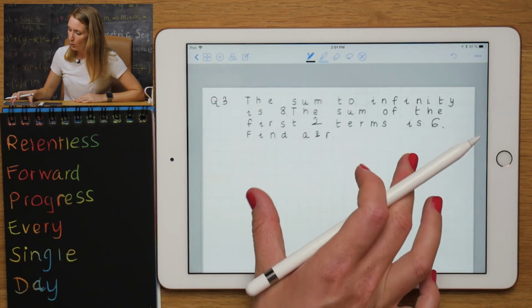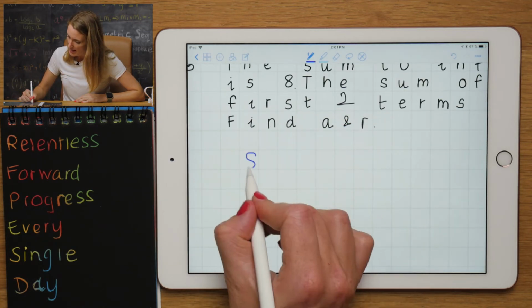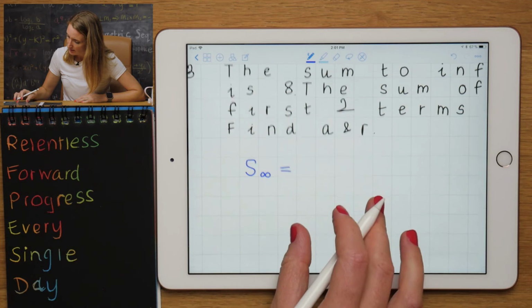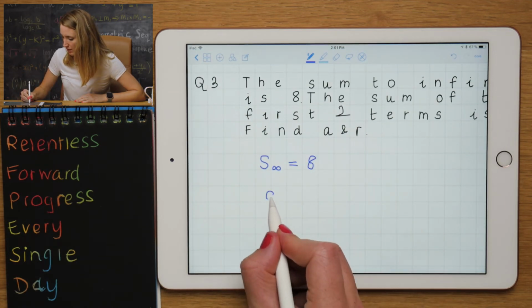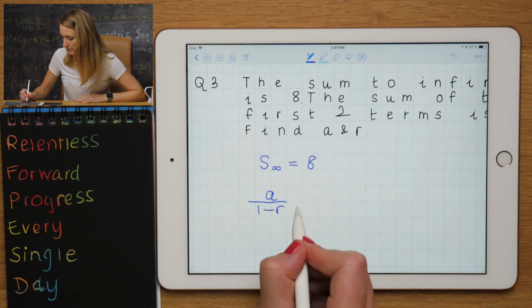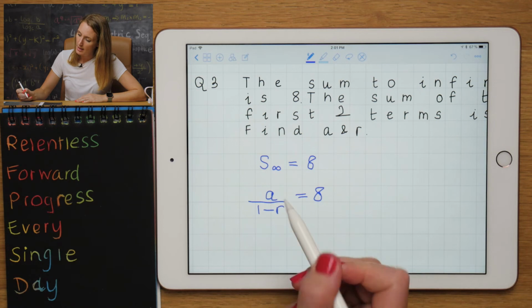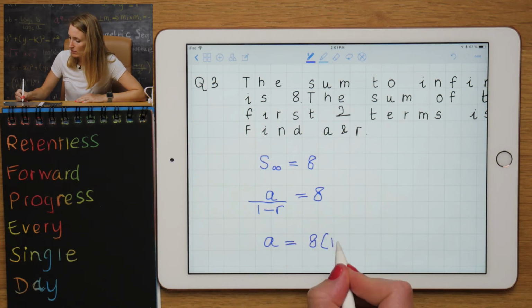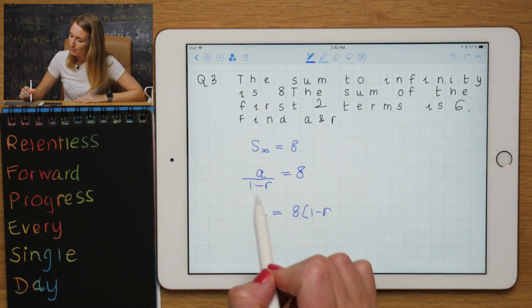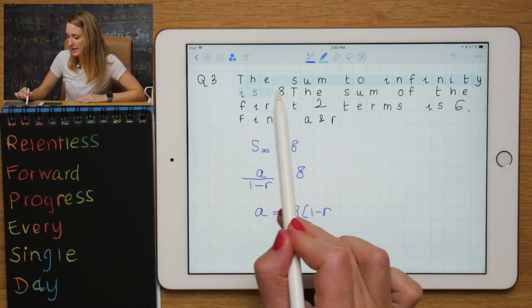Okay, so let's look at question 3 in this key skill. The sum to infinity, S infinity, is 8. Now we can write down the formula for that. a over 1 minus r equals 8. And like I said, in the smaller equation, it makes sense to make a the subject. So a is 8 (1 minus r). Everything in blue came from the information that the sum to infinity is 8.